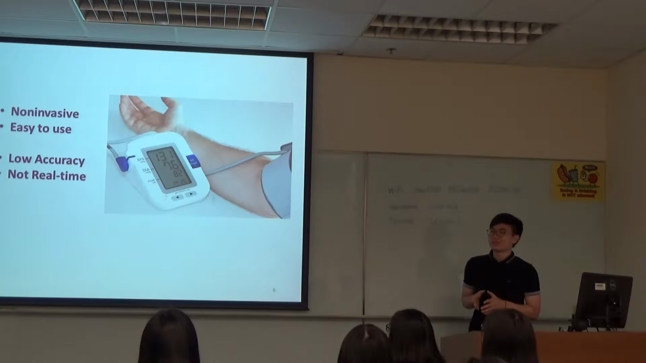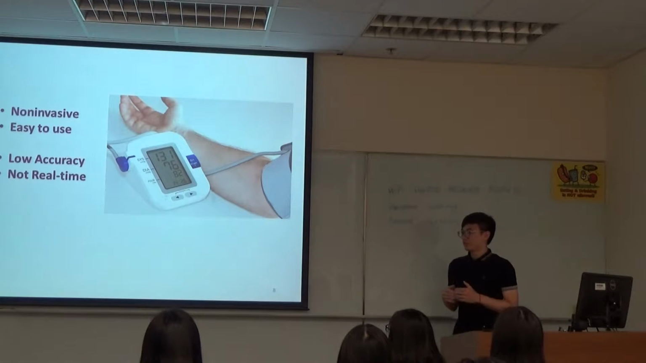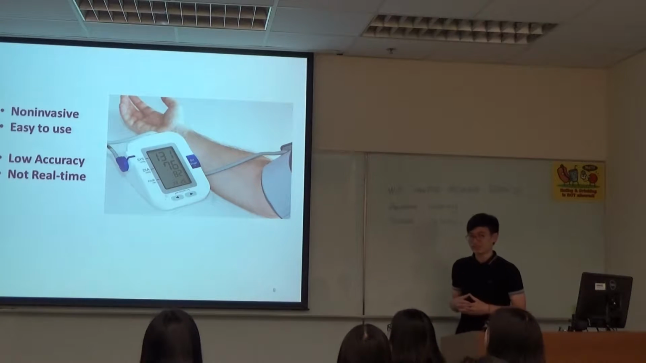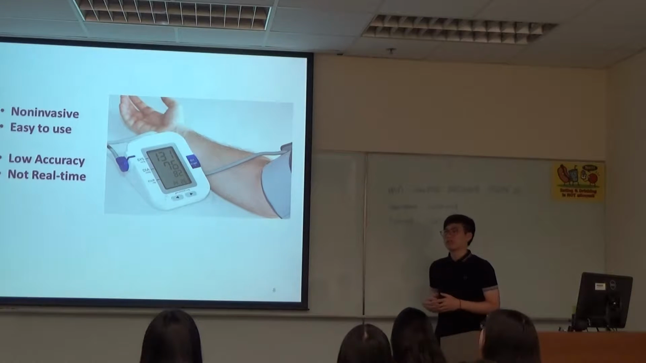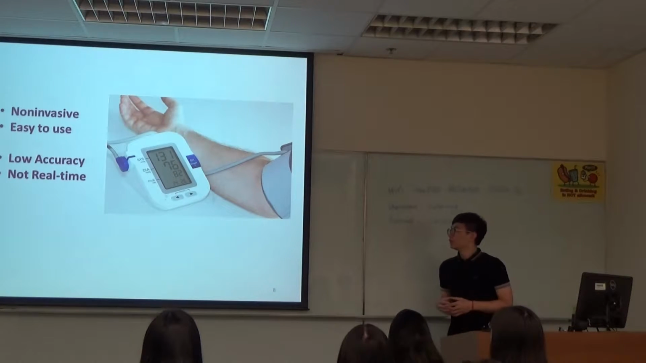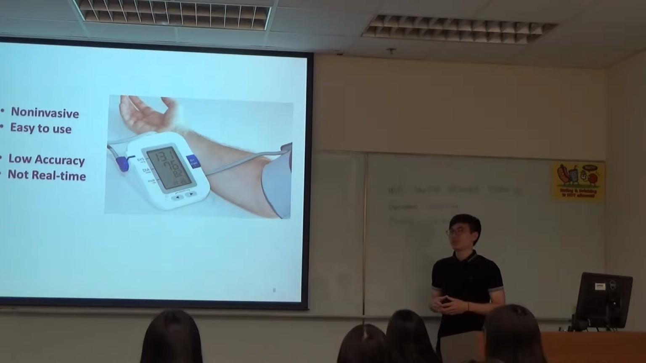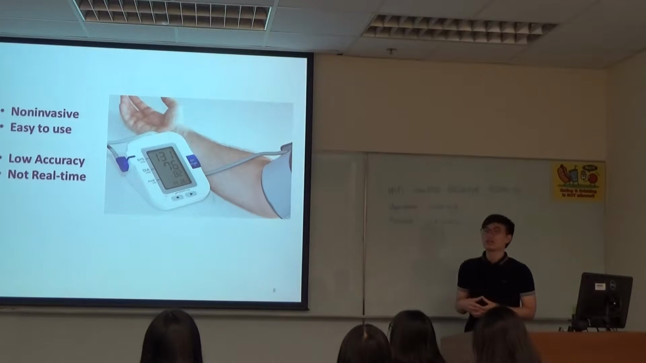But it has problems. For example, the low accuracy. Because there are a lot of aspects that can affect this kind of measure. For example, the motion artifact, which means that if you move a little bit, your result will not be credible. Or the position of the arm you detect also affects this kind of result, which means that if you put the cuff in the wrong place on the arm, you will have a not very good blood pressure result, and it cannot detect it in real time.